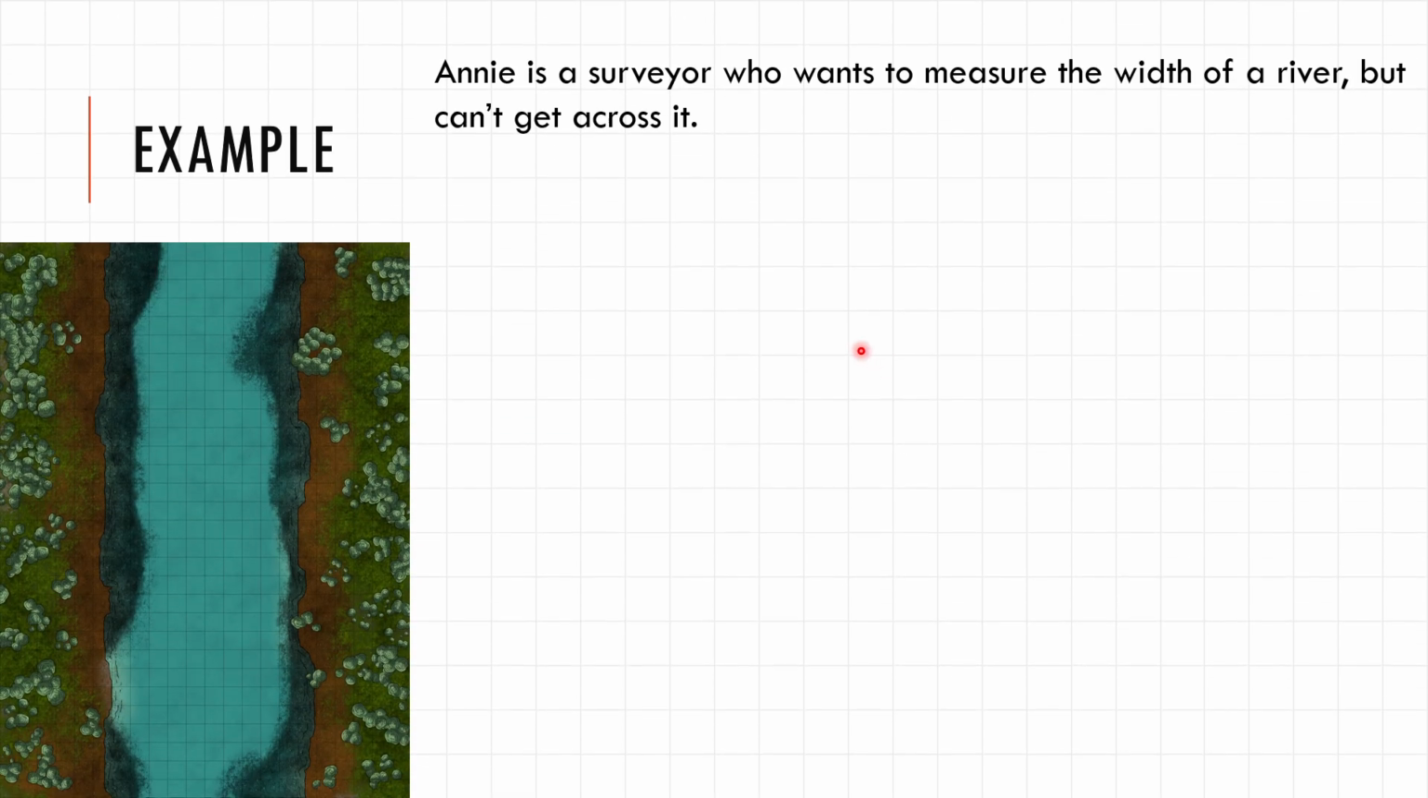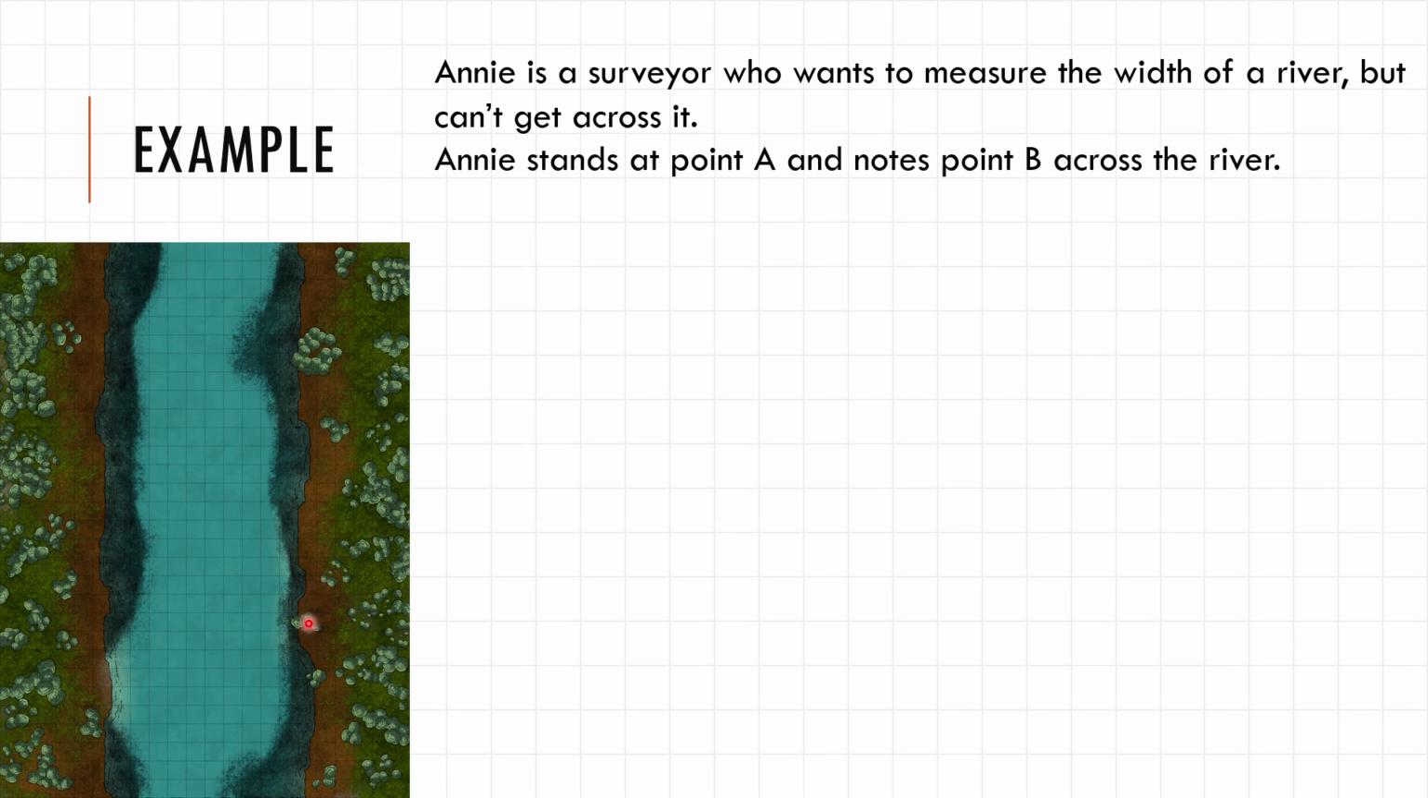In this example, Annie is a surveyor who wants to measure the width of a river, but can't get across the river to place another stake to maybe put a rope across. That's not really doable at this point. So what Annie does is she stands at point A and notes point B directly across the river, sort of like this.